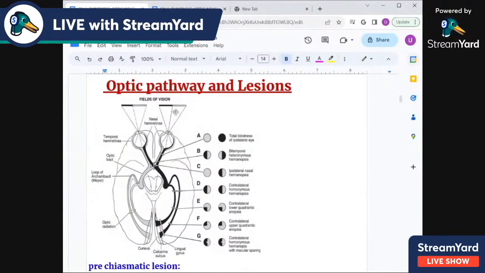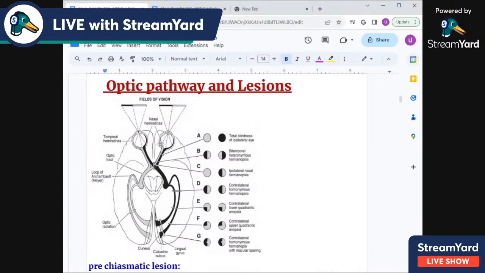Each eye is divided into two halves, a temporal half and a nasal half. The temporal half fibers have the nasal visual field, and the nasal fibers have the temporal visual field. These temporal and nasal fibers pass backwards to the optic chiasma, where the nasal fibers decussate from both sides, whereas temporal fibers don't decussate.